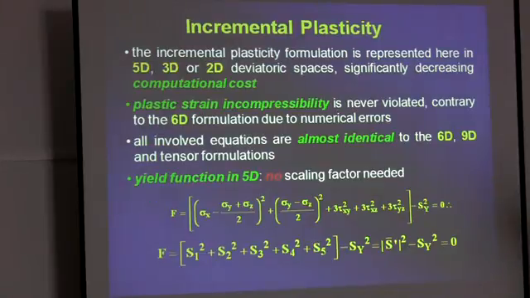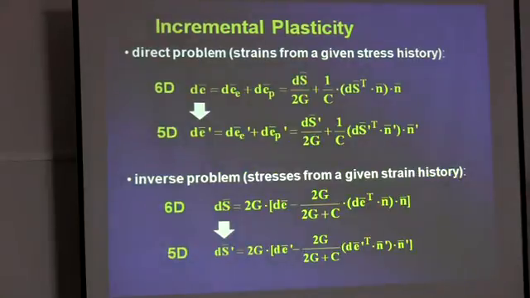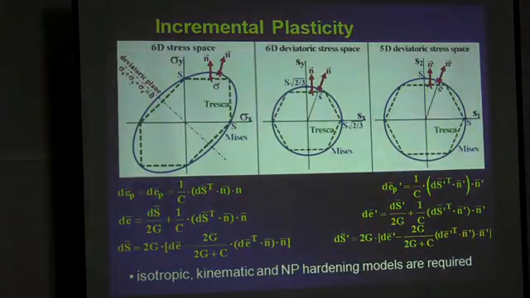For instance, the yield function in 5D is very simple. It's just a very simple equation without a scaling factor there. Like the plastic flow rule in 6D and 5D, they're exactly the same. Even the generalized plastic model are the same. So the direct problem, the inverse problem, when you get stresses from strains or strains from stresses, they are identical. So basically, if you already have implemented some incremental plasticity code, you don't need to change it. Just change your vectors from 6D to 5D, because the equations in 6D and in 5D, they are going to be the same. However, now we have to deal with hardening.